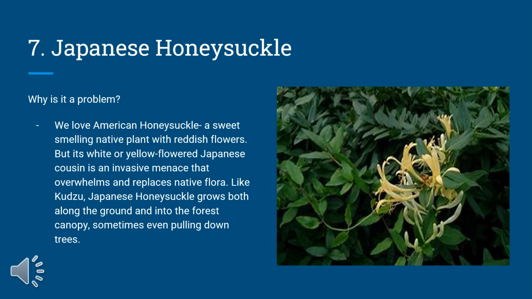Number 7. Japanese honeysuckle. Why is it a problem? We love American honeysuckle, a sweet-smelling native plant with reddish flowers. But its white or yellow-flowered Japanese cousin is an invasive menace that overwhelms and replaces native flora. Like kudzu, Japanese honeysuckle grows both along the ground and into the forest canopy, sometimes even pulling down trees.